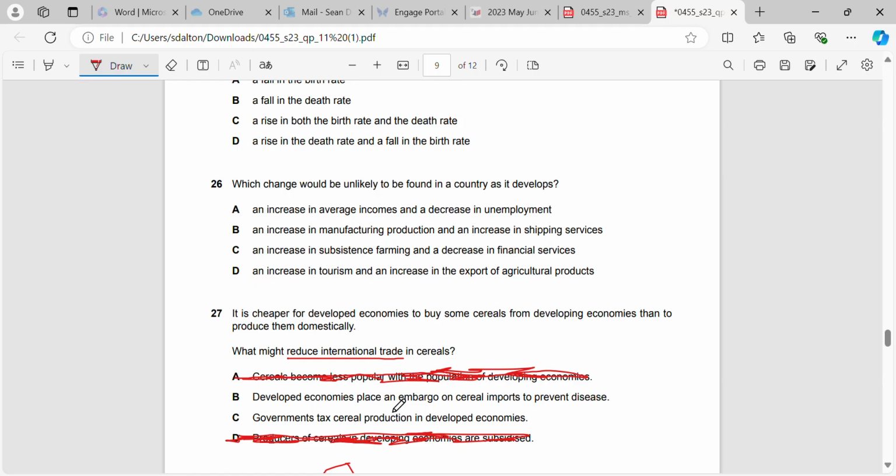Developed economies place an embargo on cereal imports to prevent disease. This is the correct answer. Governments tax cereal production in developed economies. So I'd understand if you chose C also, except the only thing is, developed economies or rich countries up here are getting them from developing countries because it's cheaper than to make them themselves. So the likelihood is that even if they tax the cereal production in the developed economies, they will still be cheaper than it would be for the developed economy to make them themselves.